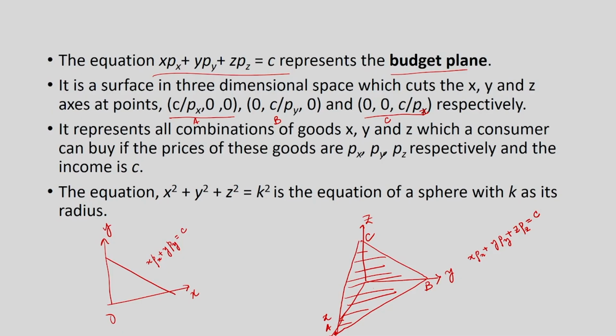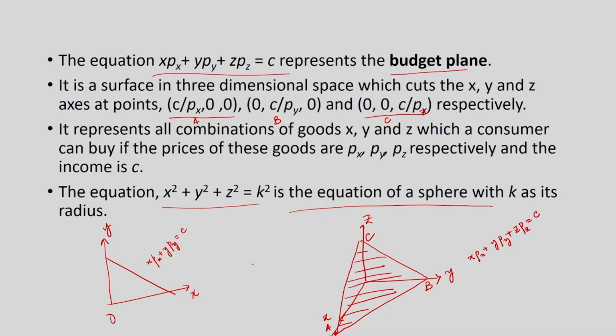So, this is one equation. Now, we talk about a more complicated equation. Here you do not have the power to be 1, but now we have squares, that is the power is 2. So, suppose you take this particular equation x square plus y square plus z square is equal to k square, and we are saying this is the equation of a sphere with k as its radius.